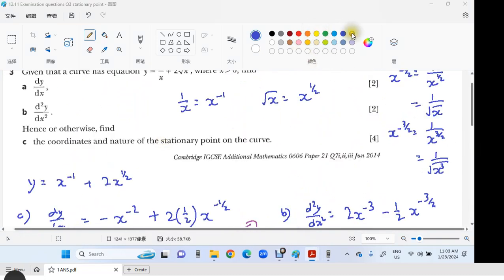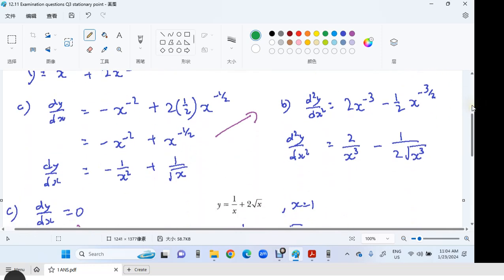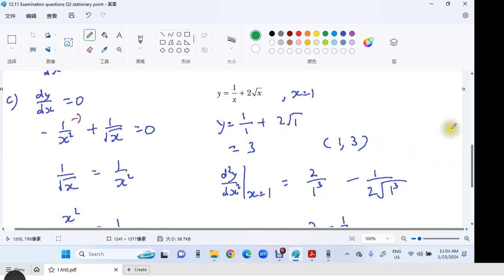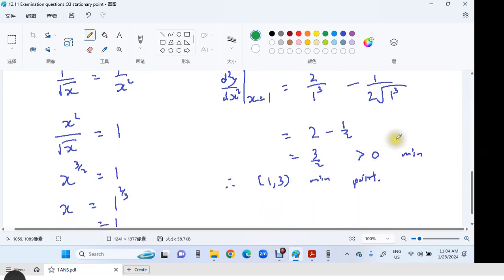So when the question asks for the stationary point, that means dy/dx equals 0. Then they want to find the nature of the stationary point. That means we find the second derivative. If it is a positive value, then it is a minimum point. If it is a negative value, then it's a maximum point. So for this case, it is positive, so it is a minimum point.